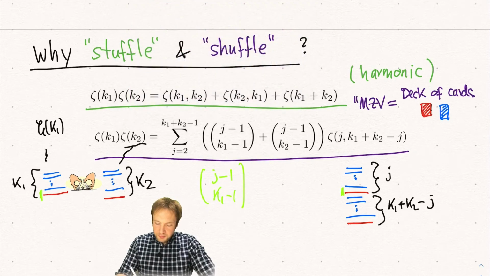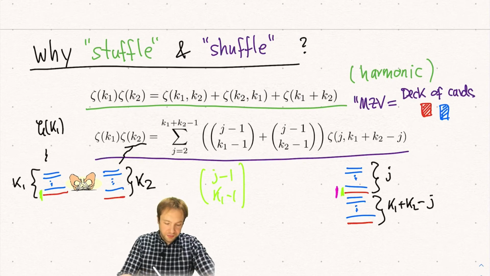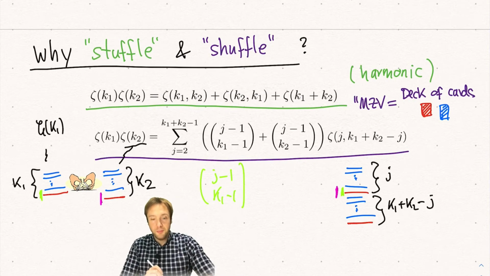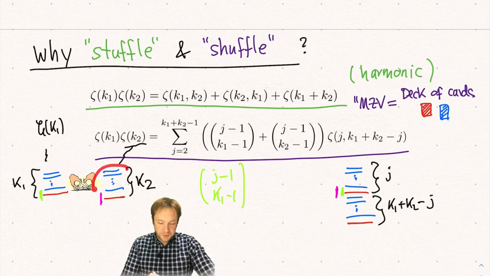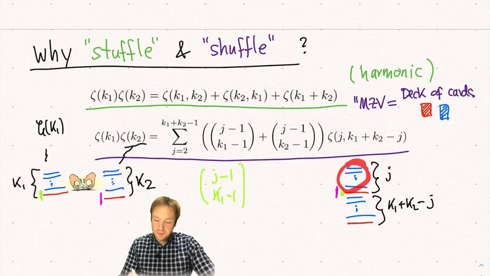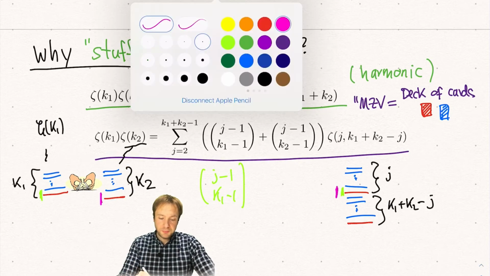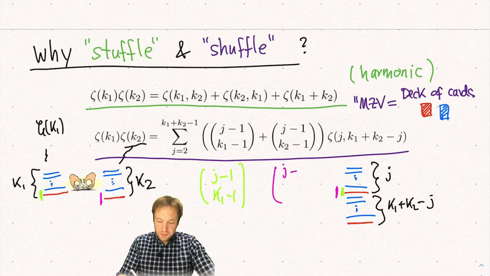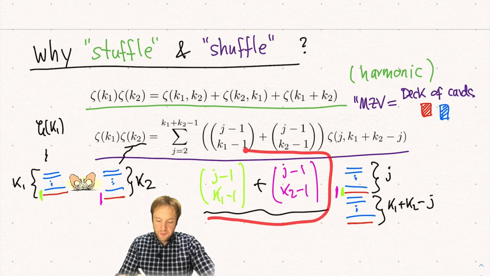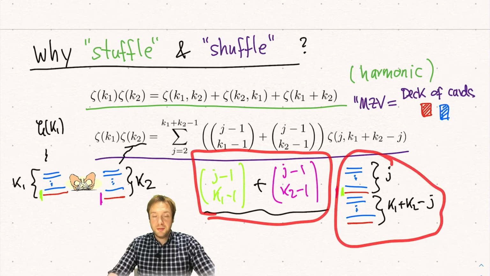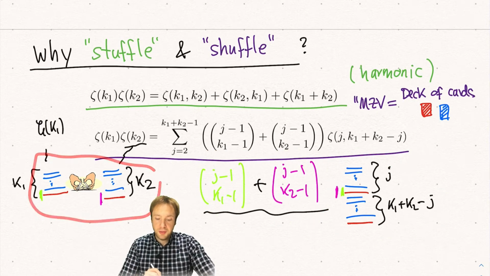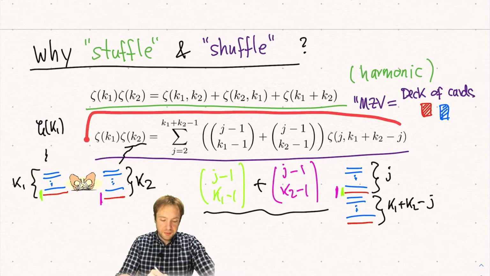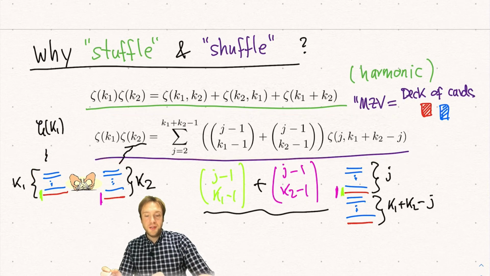But then there's also the possibility that the first red card is the red card coming from this deck, and then I ask myself, how many possible ways are there to put these K2 minus 1 blue cards into these J minus 1 blue cards? Well, the answer is J minus 1 choose K2 minus 1. So this here gives the number of ways to get this exact deck when I shuffle these two decks together. And you see this is exactly the formula we have here.